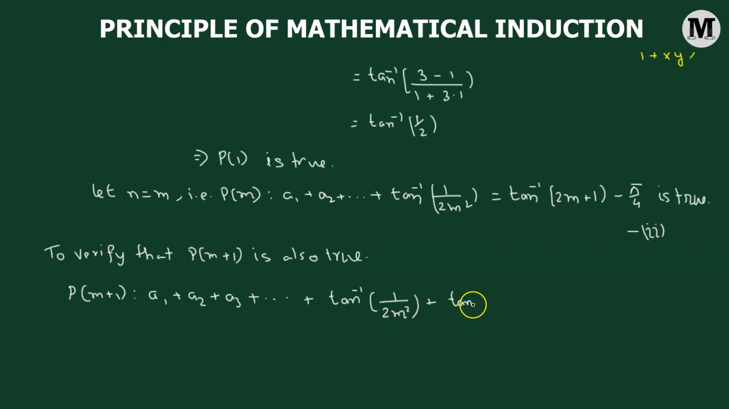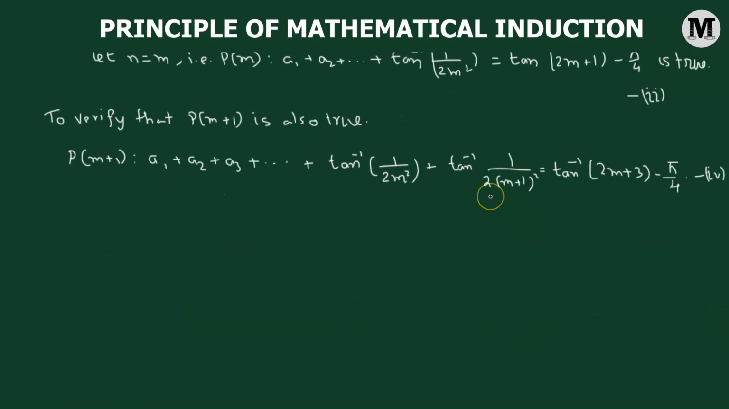Now that means we have tangent inverse of 1 over 2 times (m plus 1) whole squared. So this is going to be our last term, and we have to show that this equals tangent inverse of, if we replace m with m plus 1, 2 times m plus 3, minus pi over 4. So our goal will be to verify that this is also a true statement. Let's call it statement number 4 for the time being.